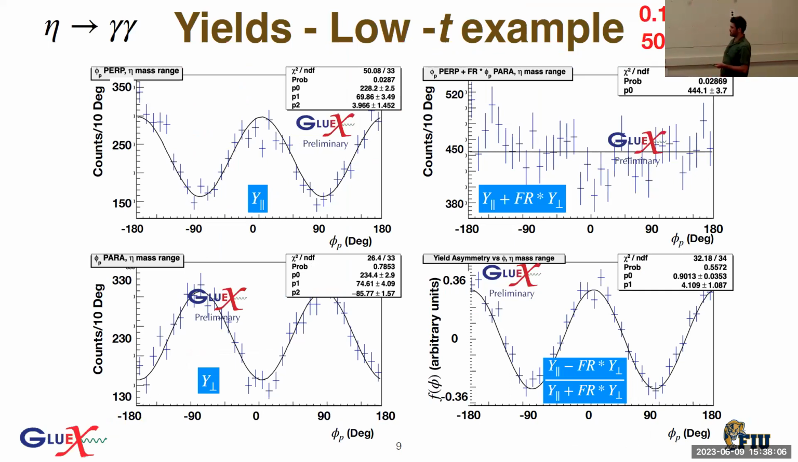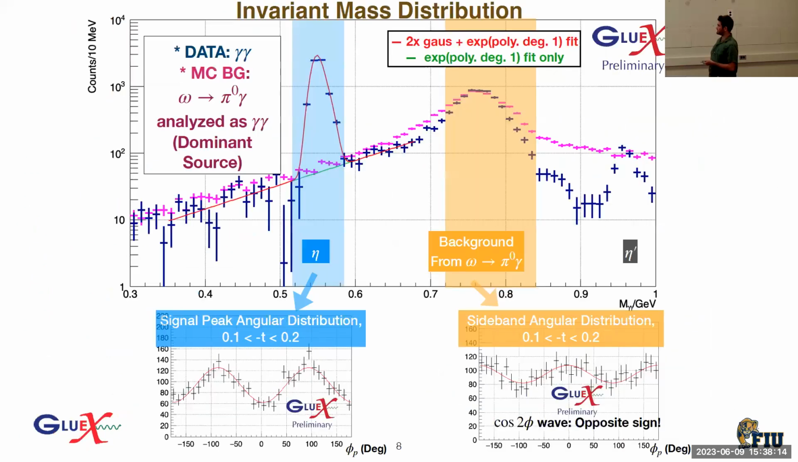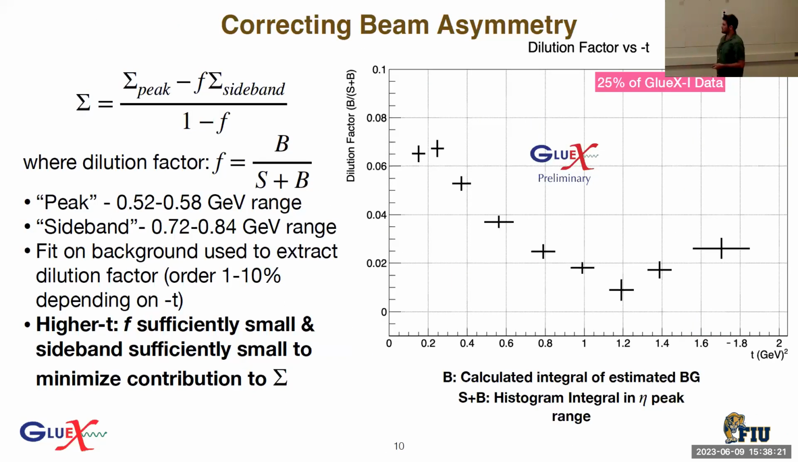And we repeat this process for the peak and the sideband. And we correct it by another quantity called the dilution factor, which relies on these yields, the background and the signal yields in the yellow and the blue boxes. So taking the ratio of those will give us a dilution factor, which allows us to correct for the beam asymmetry as well.